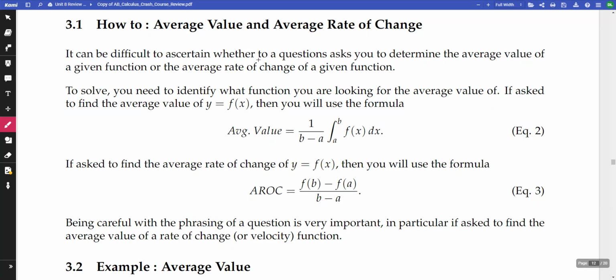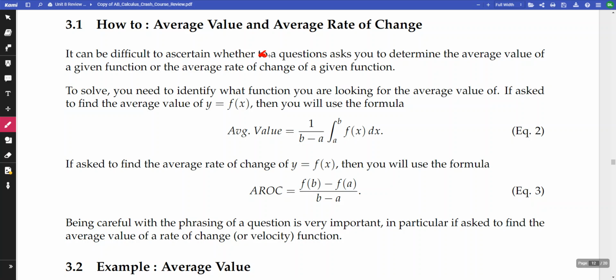And this will mostly focus on average value, but it can be difficult to ascertain whether a question asks you to determine the average value of a given function or the average rate of change of a given function. So to solve, you need to identify what function you're looking for the average value of.